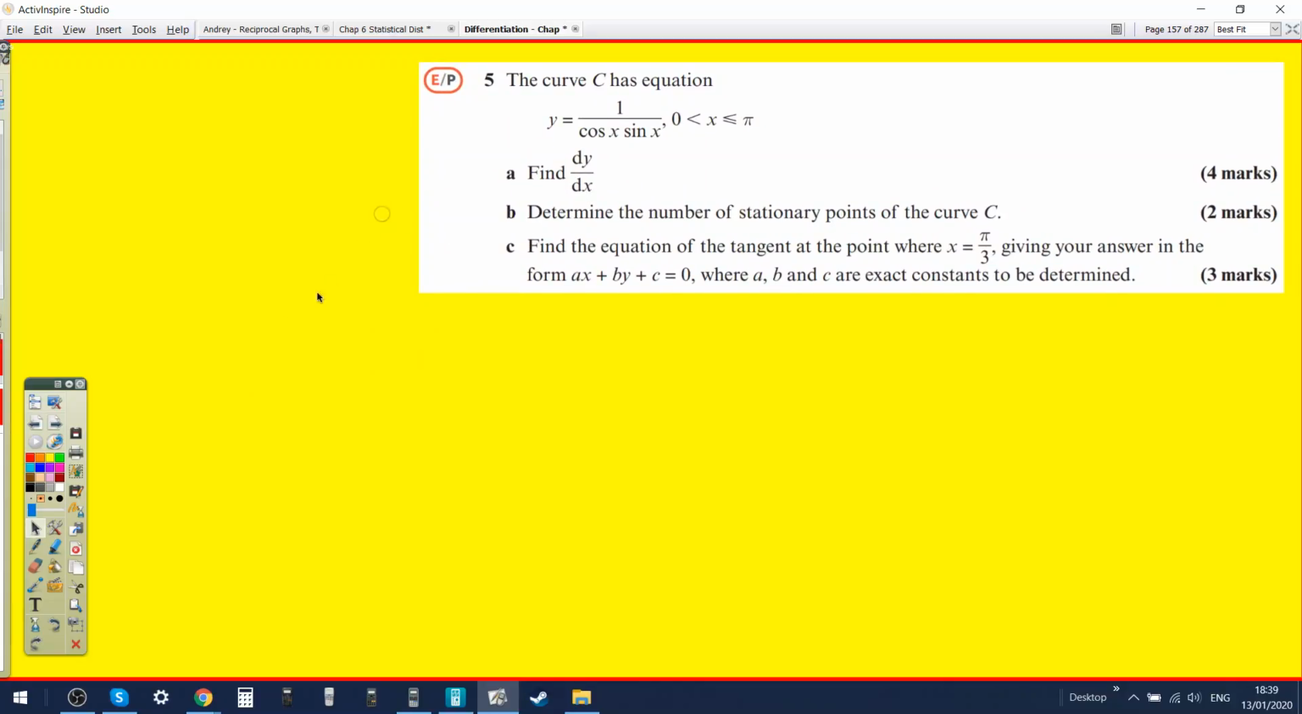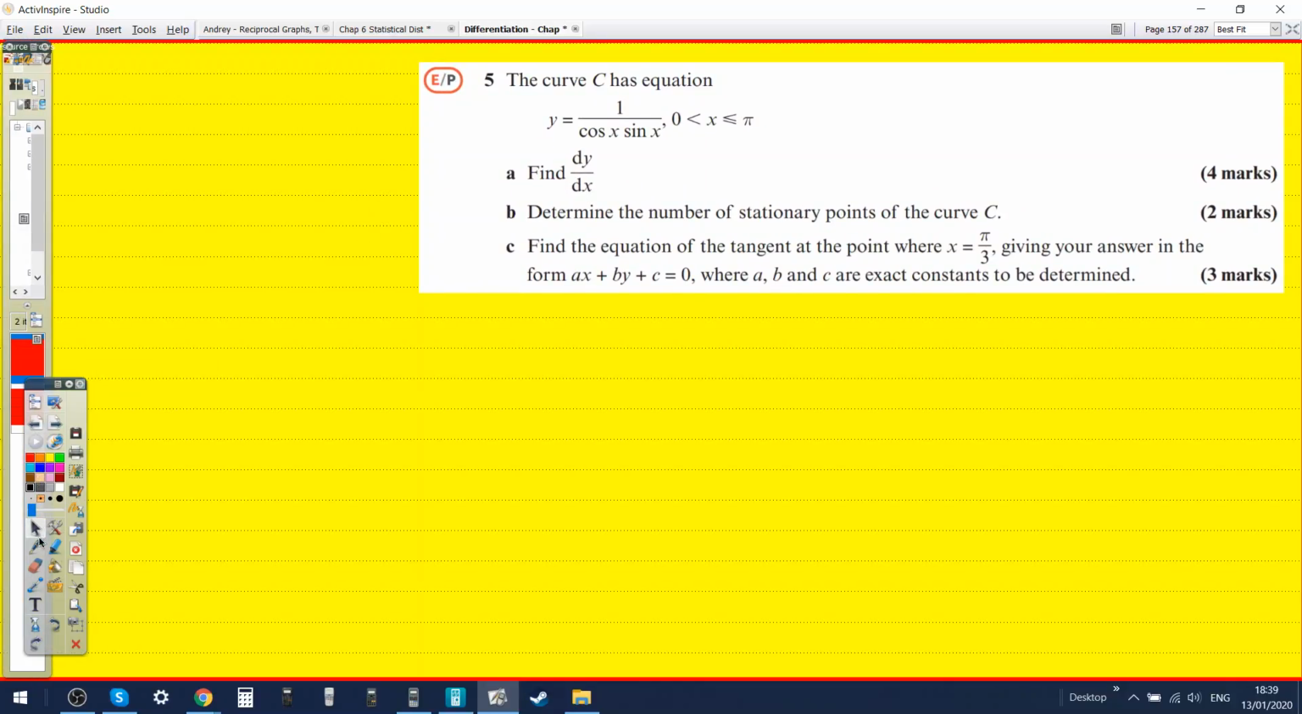Would I simplify it only if it asked me to? Yes, absolutely. And in fact, a lot of exam questions specifically state that you do not need to simplify your answer for that very reason. Okay. So we're going to try that.